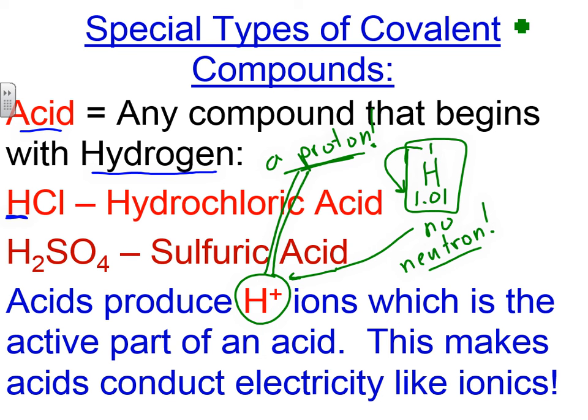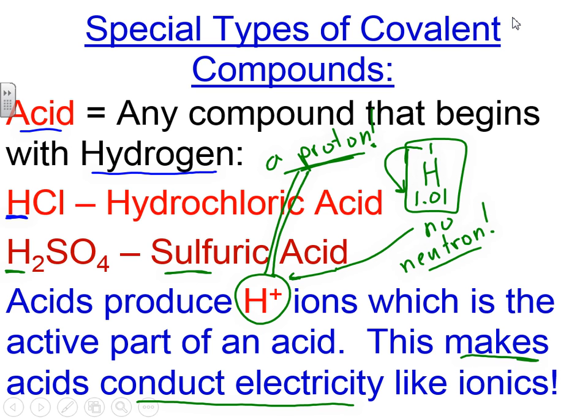Another example of an acid is sulfuric acid, and this acid has 2 hydrogens. So this one can donate 2 hydrogens. Sulfuric acid is very dangerous. It's feared by most chemists. It's a healthy fear we have for sulfuric acid. And because it produces ions, this makes acids conduct electricity. Just like ionic compounds, acids conduct electricity. So they're almost like a mix between covalent and ionic. But they are covalent because they're made of nonmetals.